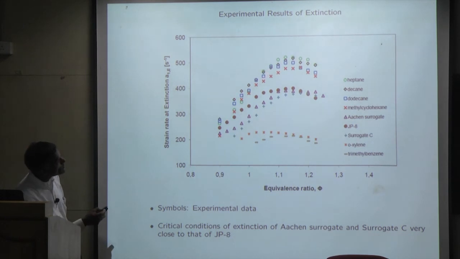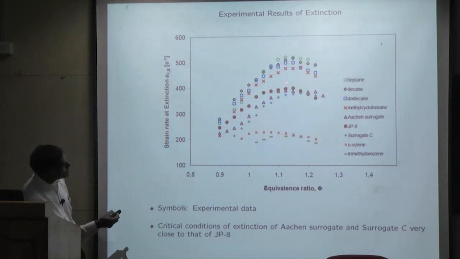These are the pure fuels lumped up on the top: heptane, decane, and dodecane. Again, these are all experimental data. And here are all the aromatic fuels, o-xylene, methylcyclohexane, and trimethylbenzene, which is over here. And in between is where the surrogates of JP8 are. For example, this is the Aachen surrogate, which is the triangle. That's JP8 over there, and surrogate C.